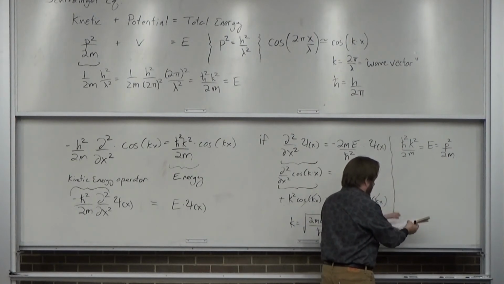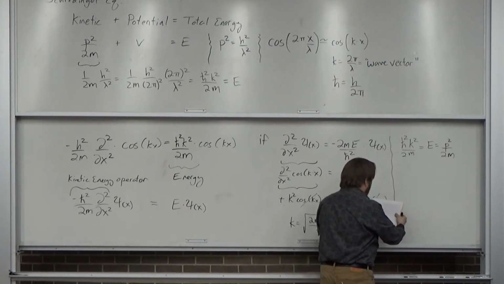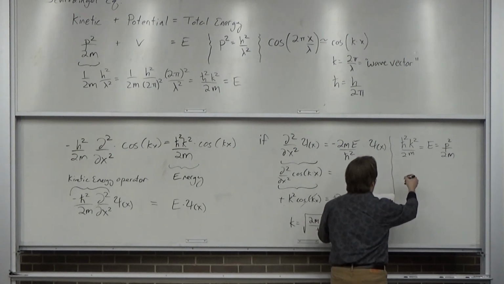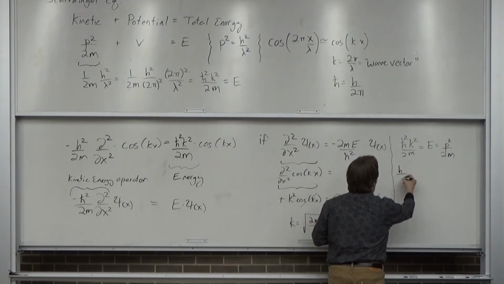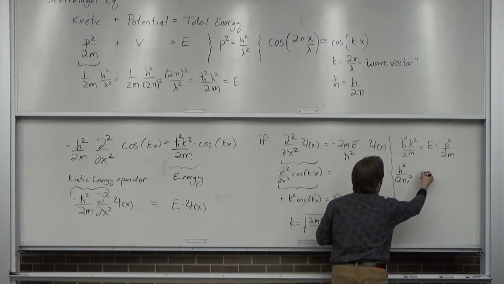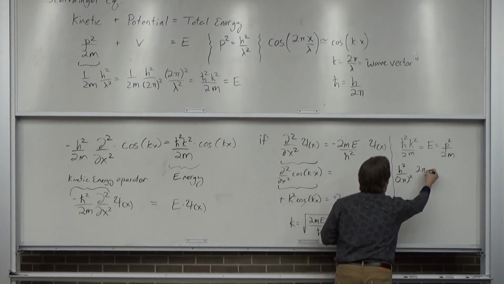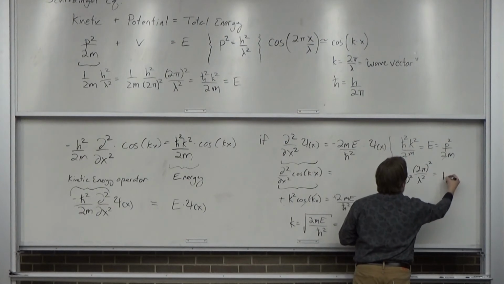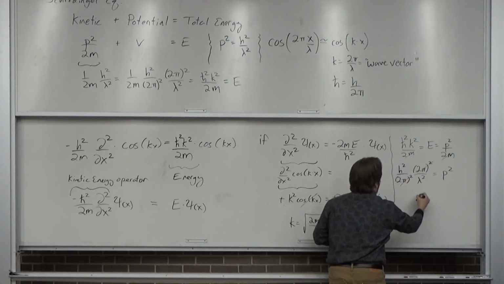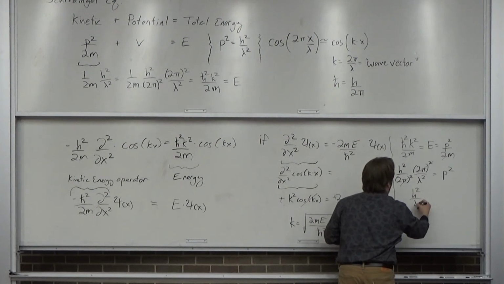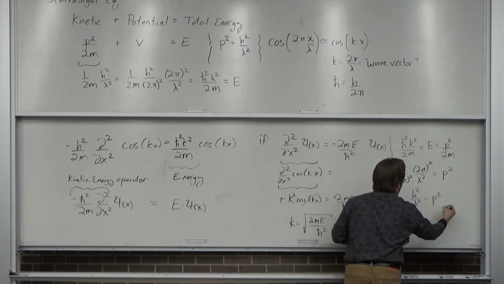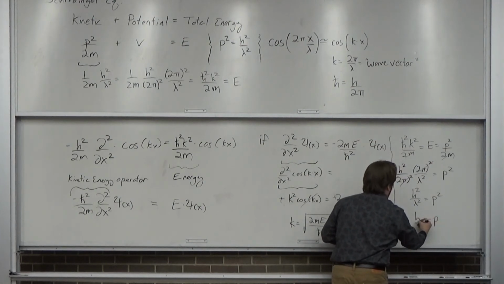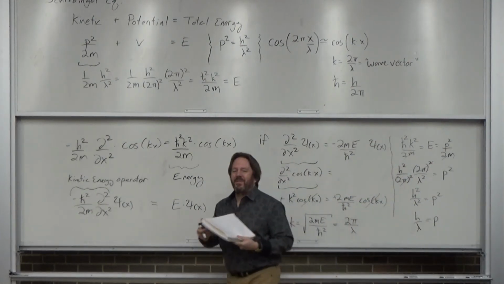So what I do is, okay, I have h bar squared, which is h over 2 pi squared. K squared is 2 pi squared over lambda squared. The 2m's cancel, and that is equal to p squared. So h squared over lambda squared is p squared, which means that, of course, p is h over lambda, which is the de Broglie relationship. Okay, so it all works out.